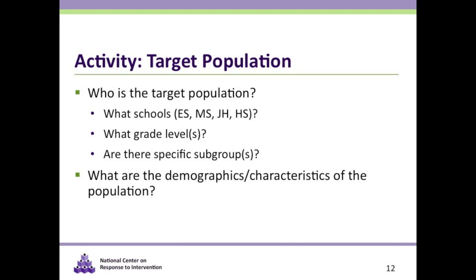Think about your own school or district or the school in the case study and answer the questions in Section 3. Who is the target population? Consider the following questions. Who is the target population? What schools? Elementary schools, middle schools, junior high, high school? What grade level or levels? What specific subgroup or subgroups, for example, English language learners, special education students, Title I students? What are the demographics or characteristics of the population? Pause the webinar to answer the questions and resume once you've completed this section.